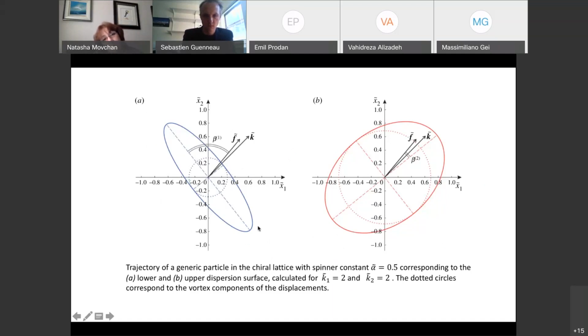And what we notice is that, as we discussed for the case of non-chiral lattice, the directions of motion on the lower surface and the upper surface were perpendicular to each other. And we can see that these two ellipses have their major axis perpendicular to each other as well. But this is not the only difference.